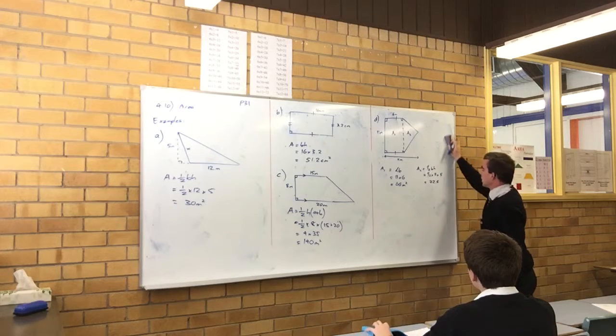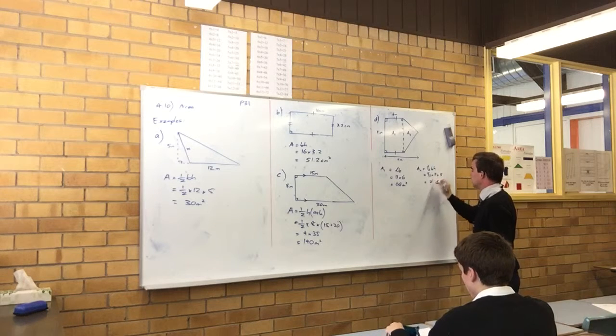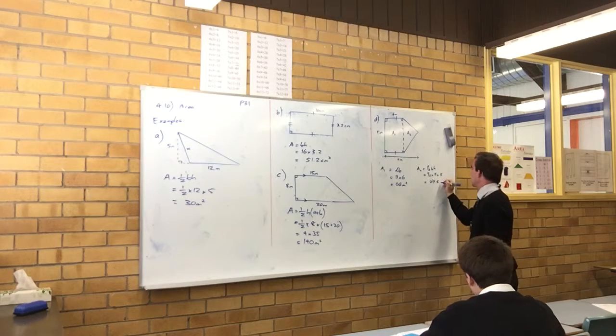Please, was it please? It is 27, mate. 27, 77.5 metres squared.